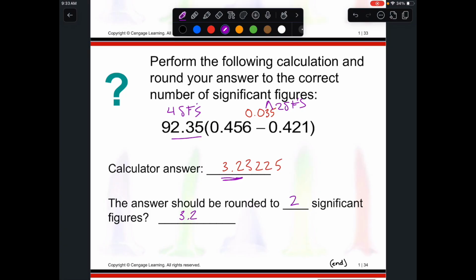That finishes us off with sig figs and the rules for multiplying and dividing and adding and subtraction.